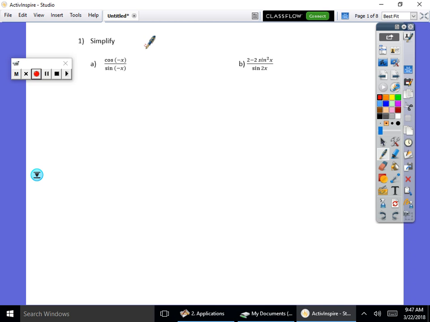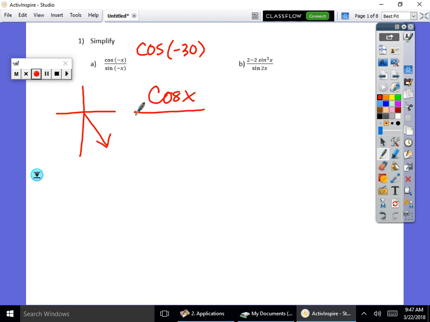So this would be cosine of negative 30, which is 330, right? Which is down here, okay? And in this section, cosine is still what? Positive. So I have cosine x. But if I do sine of negative 30, and I put sine here, it's now what? Negative. Negative sine of x, which gives me negative cotangent x.